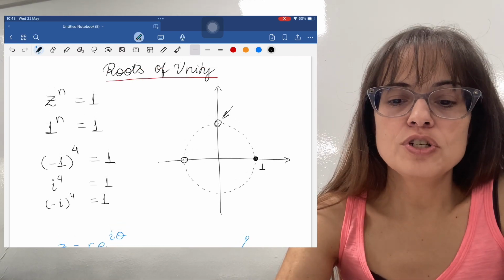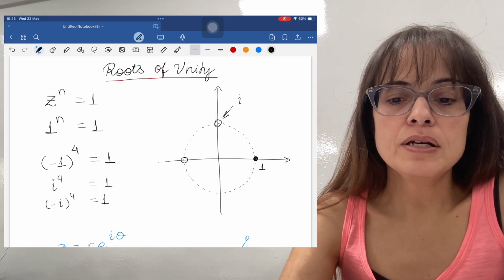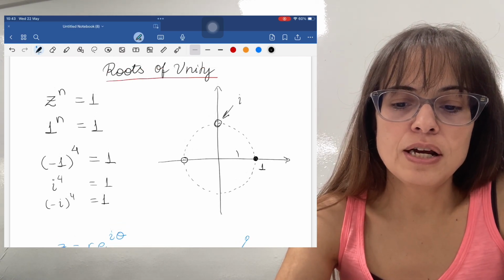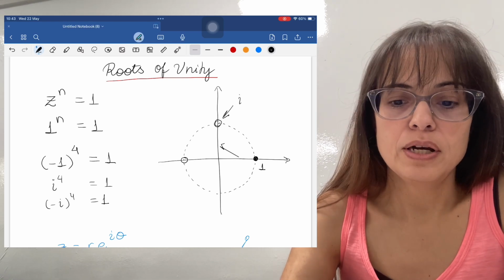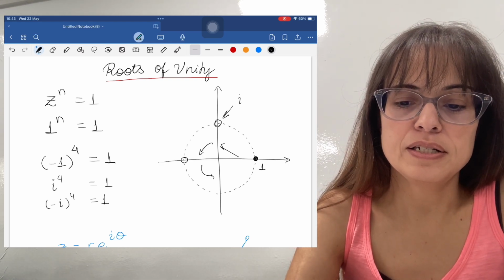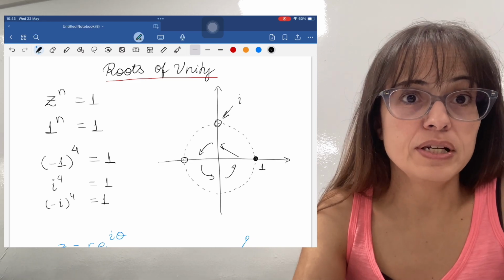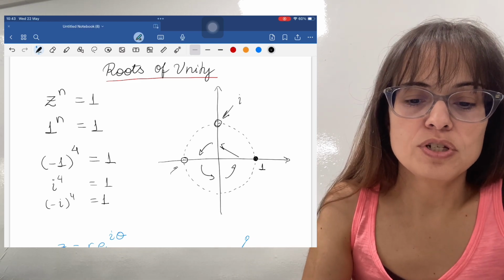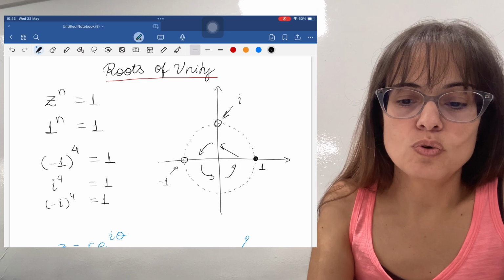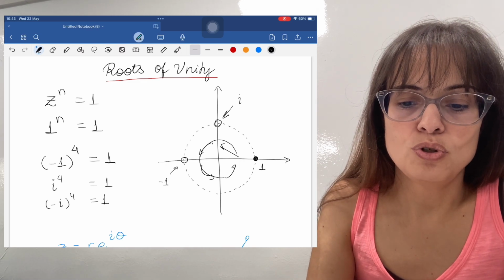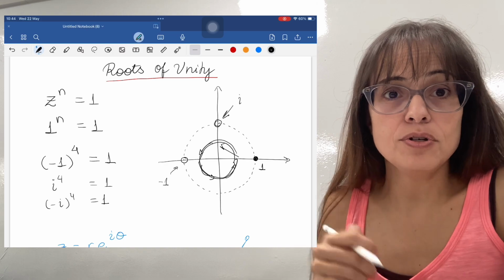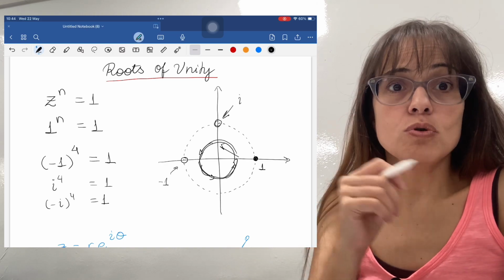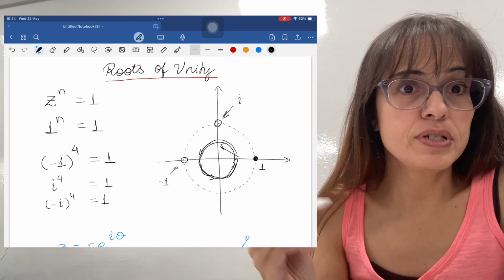So this one up here, which is the number i, it has started here and went 90 degrees. So if you put it to the power of 4, it's 90, 90, 90, 90, and it's back where it started. This one here, which is the number -1, is going to be 1, 2, 3, 4. So it went around twice in the unit circle, but it also got back to where it started.